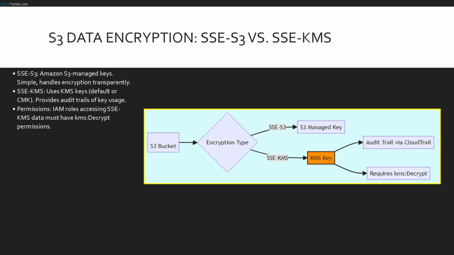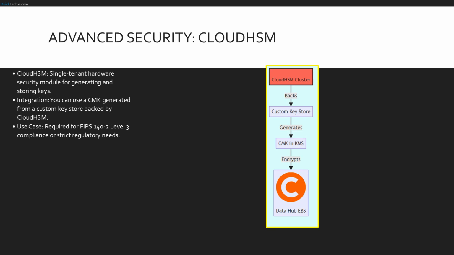For the highest level of security, typically required by government or financial institutions, you can use AWS CloudHSM. This provides a single-tenant hardware security module dedicated to you, rather than the multi-tenant KMS. Cloudera supports encrypting Data Hub EBS volumes using a CMK generated from a custom key store backed by CloudHSM. This allows you to meet FIPS 140-2 Level 3 compliance requirements while still using the standard KMS API for integration.